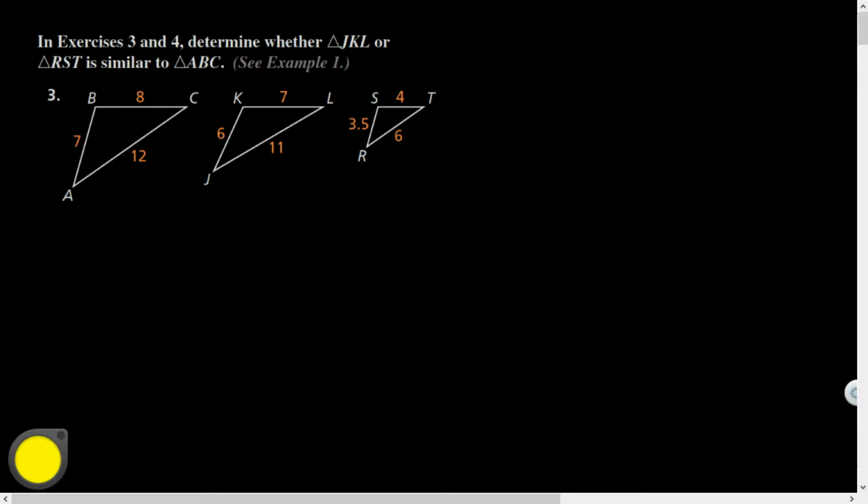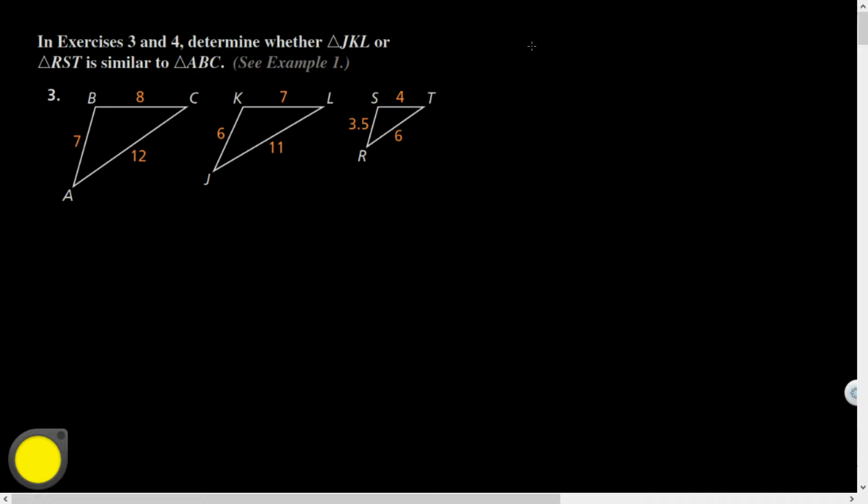Mr. Wada here. We're going over page 441 on 8.3 with my friends in real life, showing you, our internet friends, how to do some similarity. It says, in exercises 3 and 4, determine whether triangle JKL, this one, or triangle RST, this one, is similar to triangle 3. Someone walk us through, how could I attempt to do that? Looks like I've got lots of sides here. What are our thoughts?